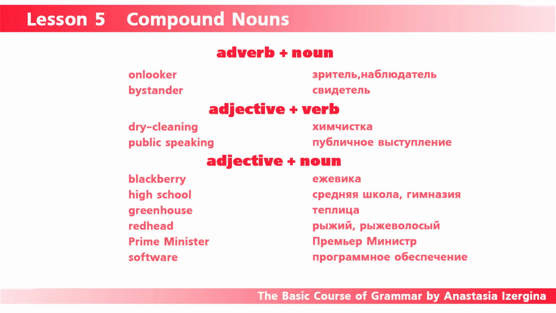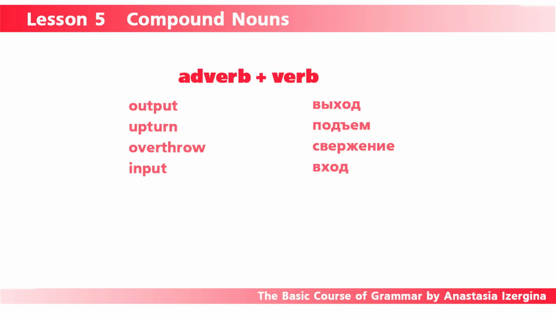So let's get to our other formulas. Adjective plus noun. Those are words like blackberry, greenhouse, prime minister, high school, red hat, software. And the last one we have is adverb plus verb. Output, upturn, overthrow, input. So those 4 words, please look through their meaning because most people don't use them much when they learn English. That's why I give you those words. They're very good for your vocabulary development and for further use in your speech.